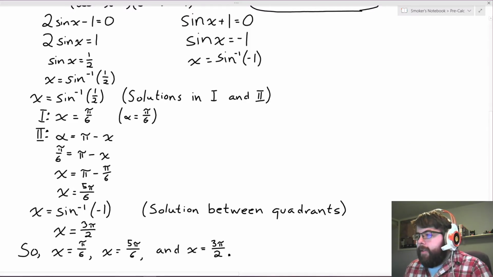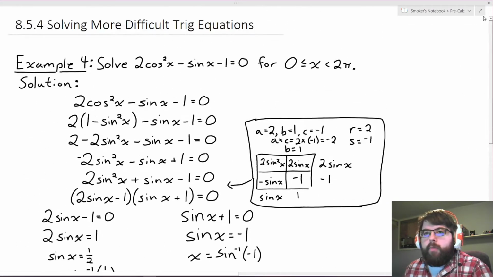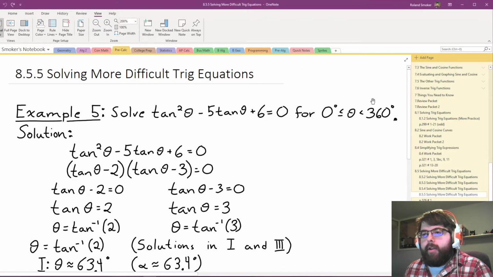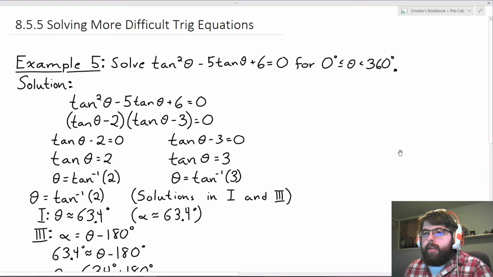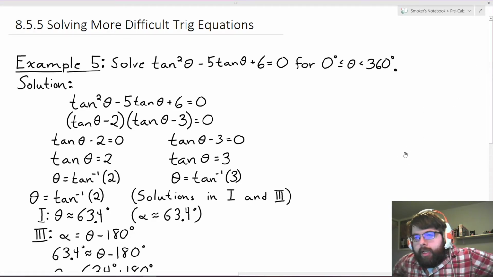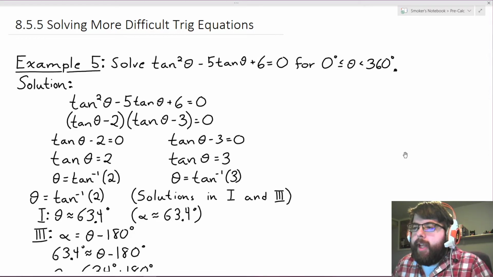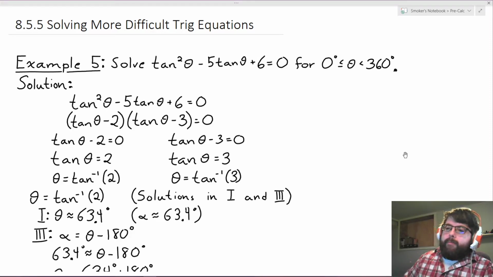Okay, so that is example 4. I think there's one more example in this section. Let's see here. And sure enough, there is. Let's do this, and then this will be it for this section. So we're solving tangent squared minus 5 tangent plus 6 equals 0, and we're in degrees.